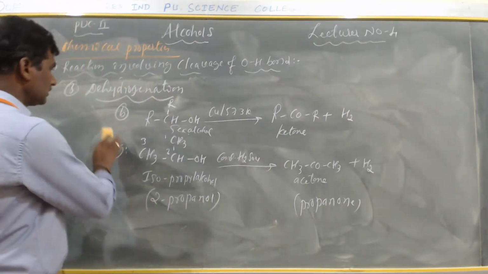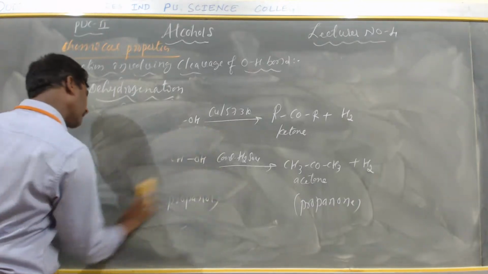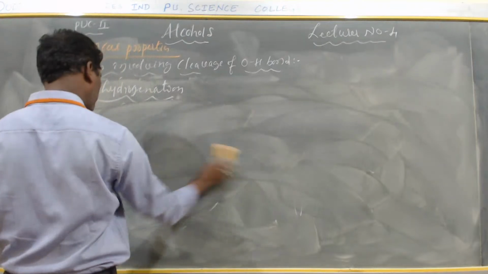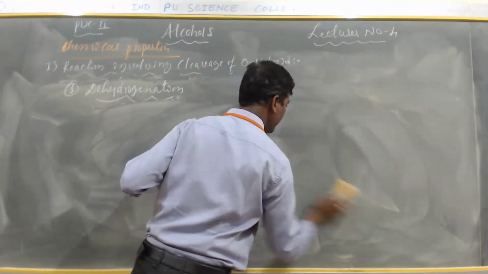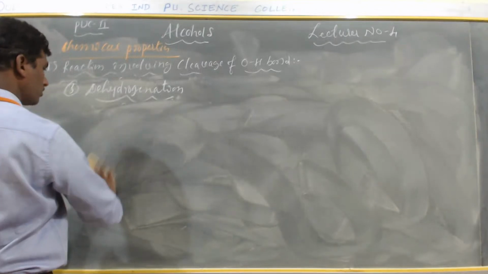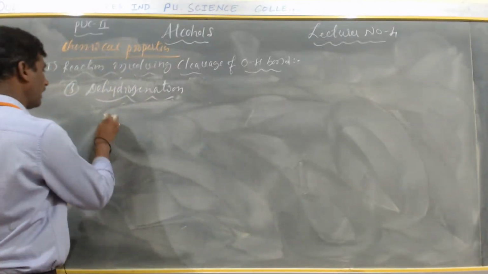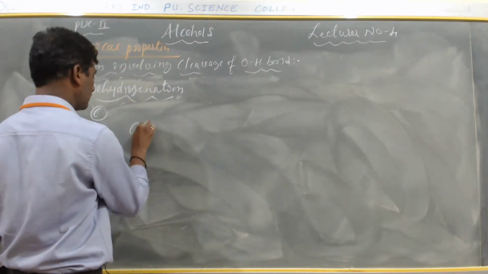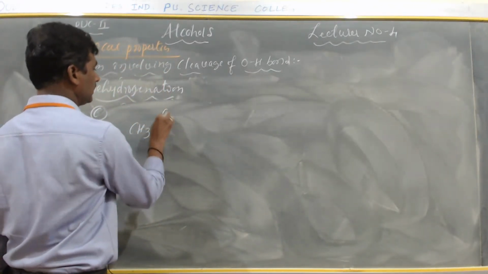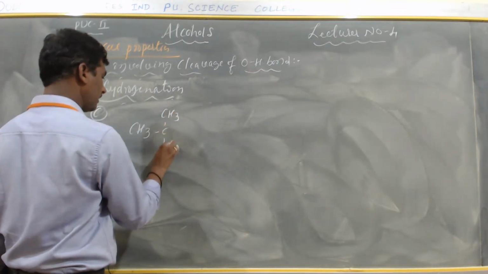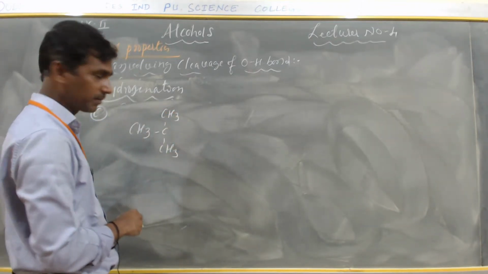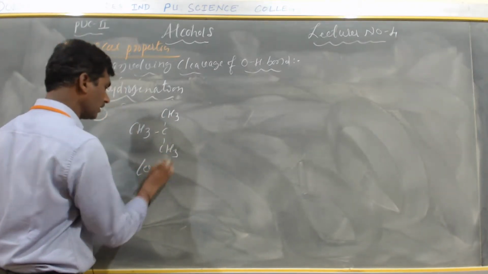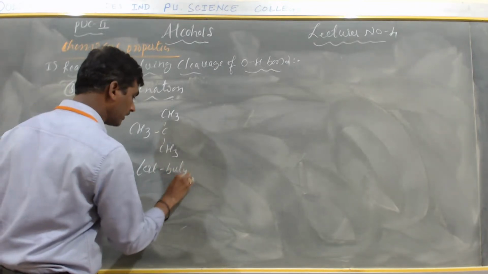Now the reaction C. The first, A, is dehydrogenation of primary alcohol, it gives aldehyde. B is the dehydrogenation of secondary alcohol, it gives ketone. And C is the dehydrogenation of tertiary alcohol. Tertiary alcohol example: CH3, CH3, CH3. It is called tertiary carbon because this carbon is linked to three other carbons. So it is called tertiary. How many carbons are there? Four.